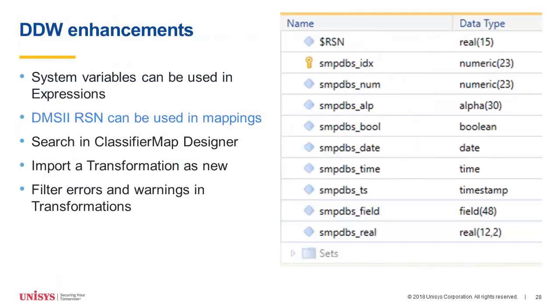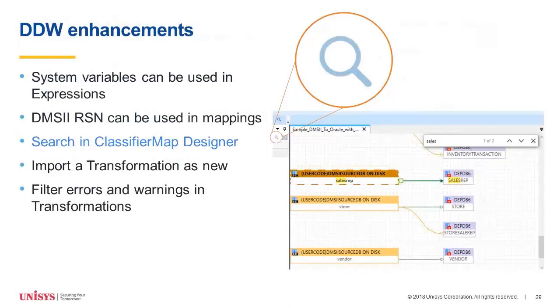Right, there's some new functionality here in the classifier map designer where you can do searches, which was requested by customers. Here's a little snapshot of looking for all the classifiers in your classifier map that have the word SALES. You'll see there are two listed here, and you can move between them using the arrows here on the right.